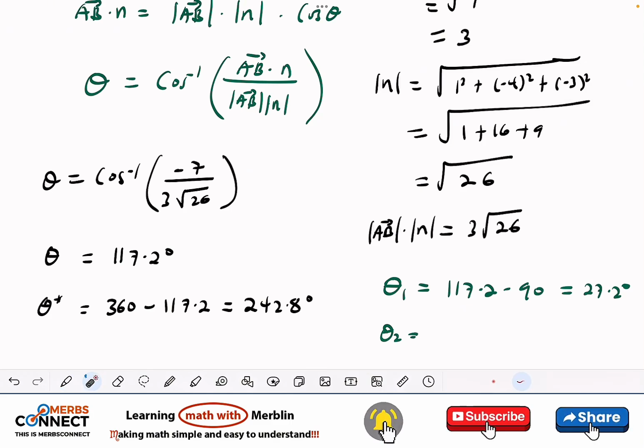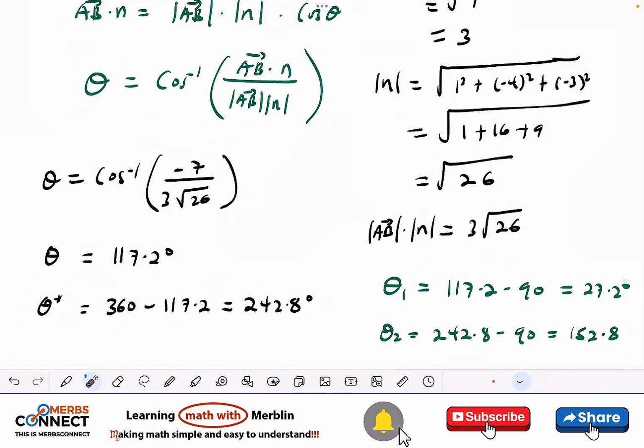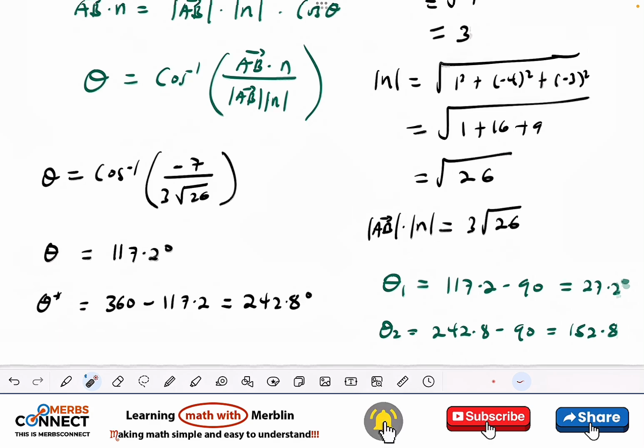Then what will be theta 2? Theta 2 too, we can see that this is also greater than 90, so we are going to have 242.8 minus 90, and this one should be equal to 152.8. So this is what you are going to get for the angles between the planes.